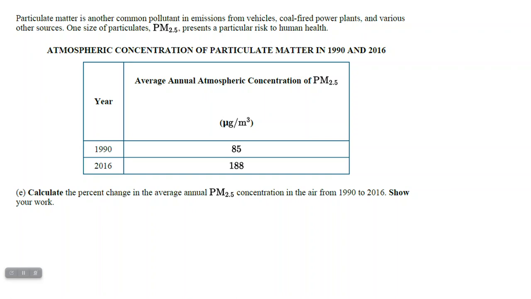Nope, got one more after this. All right, so let's get to it. So, particulate matter is another common pollutant in vehicles, basically particles. It comes from coal-fired power plants and various sources. There's a specific size, PM 2.5, and what that means is that it's a certain diameter of particle. So it's really tiny. It's probably got like a 2.5 micrometer diameter, which means it's super tiny. It can get into your lungs, and it presents a particular risk to human health.